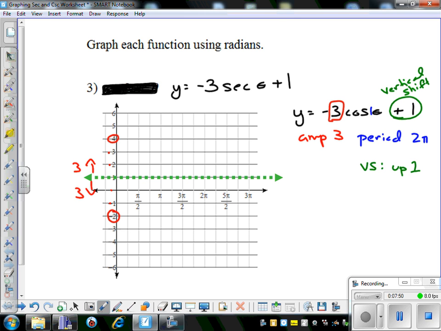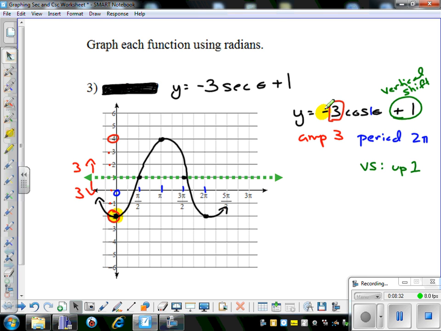Our period again is 2 pi, so we'll be at 0, pi over 2, pi, 3 pi over 2, and 2 pi. Now, remember here that we have a negative sign out front. So instead of starting at the top amplitude, we will start at the bottom amplitude. So when I graph this in, we start at the bottom amplitude. Next point, we hit our midline. Top amplitude, midline, bottom amplitude. And again, we curve through the points because we are a cosine function and we are a wave.